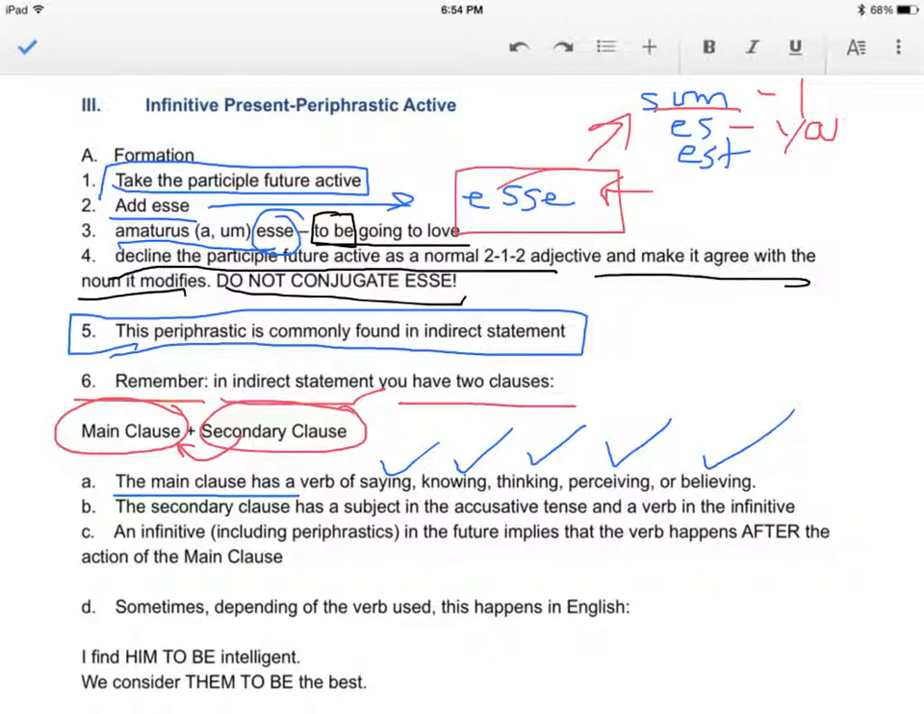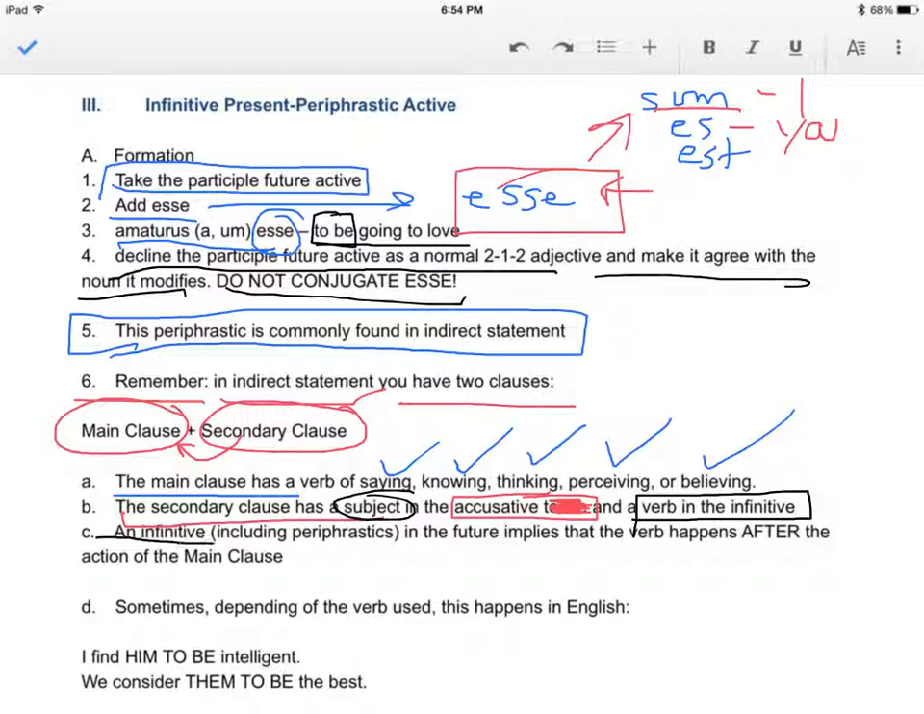The secondary clause has to have a subject that's in the accusative case. I put accusative tense, of course I mean accusative case. The accusative case is normally used for the direct object. But in indirect statement, the accusative case becomes the subject. That's very strange. And it has to have a verb in the infinitive mood. Again, that's very strange.